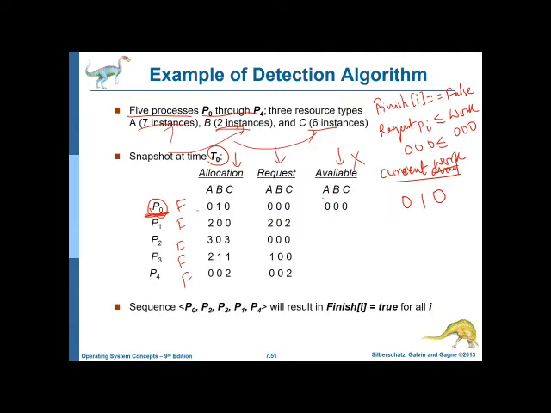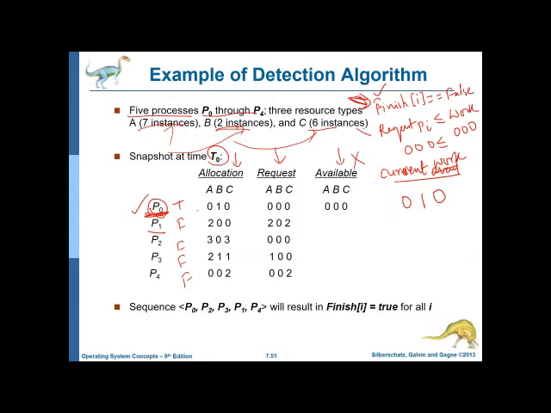Same thing. Okay, now this has been set to true also. That means this is done with its execution. Now let us move. So the current availability or the current work variable has increased. Now the next thing is for process P1. For process P1, is the finish equal to false? This is the first step. Remember, this finish is equal to false.